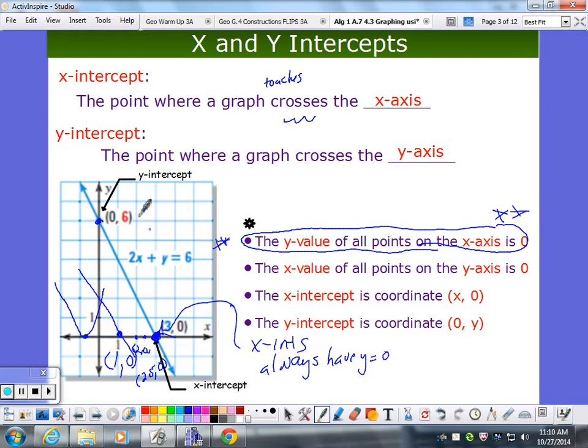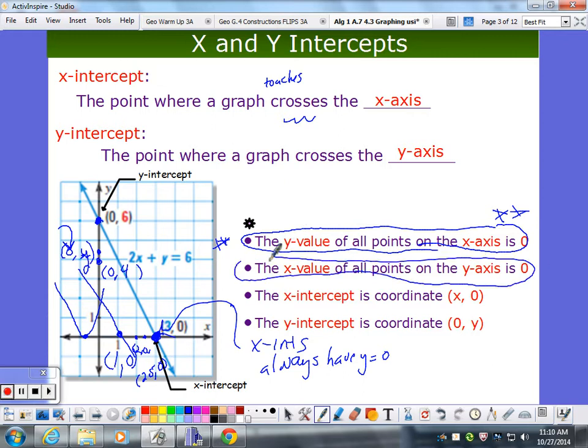Now what about y-intercepts, right? That's where I cross the y-axis, cross or touch. So this point is 0, 6. What if it was sitting here? What would that point be? 0, maybe that's a 4, I don't know what it is. What if it was sitting here? I don't know exactly what the y value is, but what is the x value always for a y-intercept? 0.